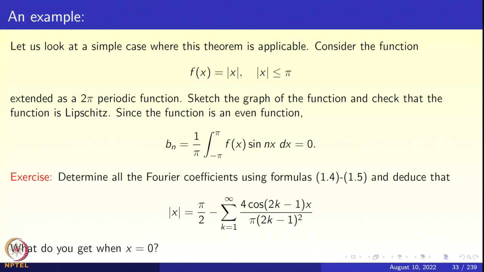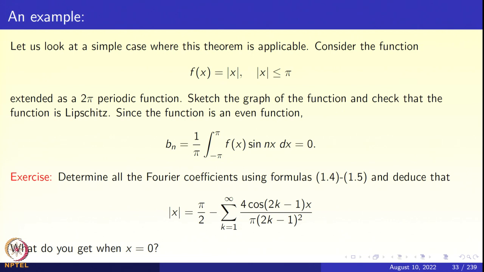So, when you take an even function, what happens? What is the formula for bn? You see it right here displayed in the slide. Here it is. Bn equal to 1 upon pi integral minus pi to pi f of x sine nx dx. Sine is an odd function. Our f of x is an even function. So, the product of an even function and an odd function is an odd function. When you integrate an odd function from minus pi to pi, you're going to get 0. So all the bn's are 0. So the Fourier series will not involve the bn's, it will only involve the an's.